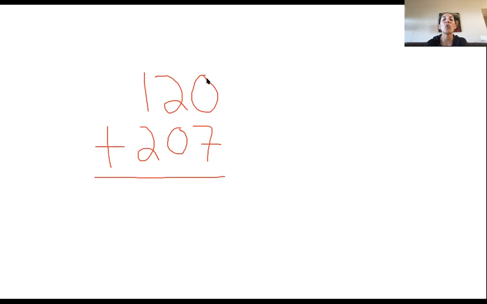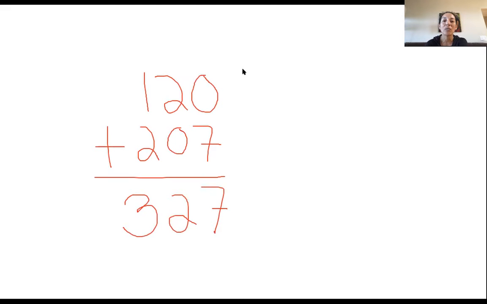So we want to always start with the ones place first. 0 plus 7 is 7. Tens place, 2 plus 0 is, right? 2, good job. And what is 1 plus 2? 327. So that is the answer for number 1. All right, pat yourselves on the back if you got it. If you got a little confused, you can try again.